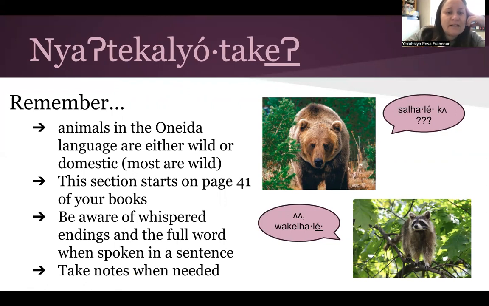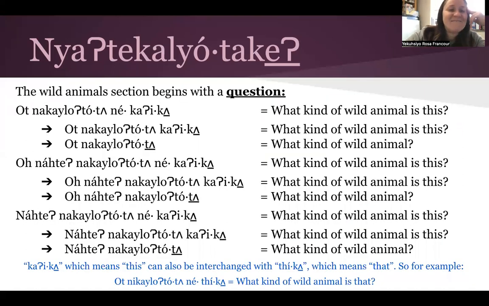Be aware of the whispered endings in the full word when spoken in a sentence. Take notes as needed. Screenshot this video if you would like. The little bear is saying Zahalega, so that means are you ready? And this little raccoon is saying Oh, Gilhal. So that just means I'm ready. I don't know if they would be talking like that in the wild, but for learning purposes, they are having a conversation. So, like I mentioned, I went over these questions a few slides ago, but again, there are many versions of this.